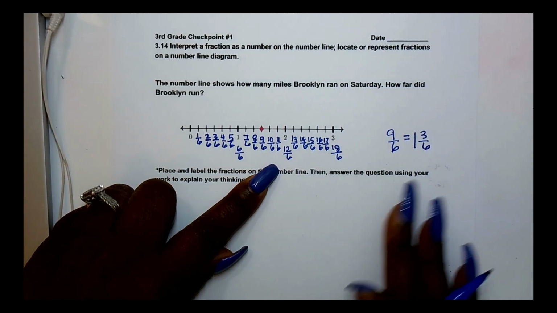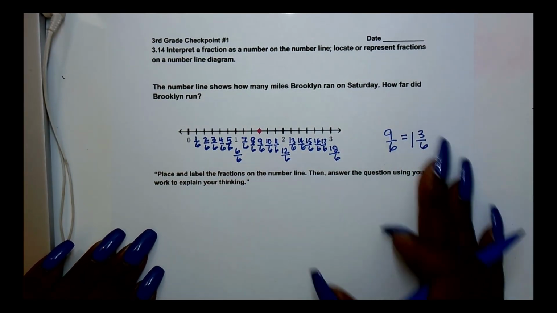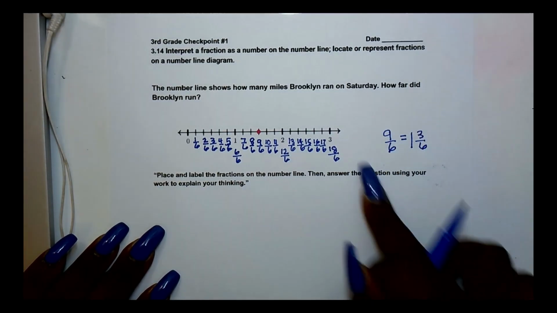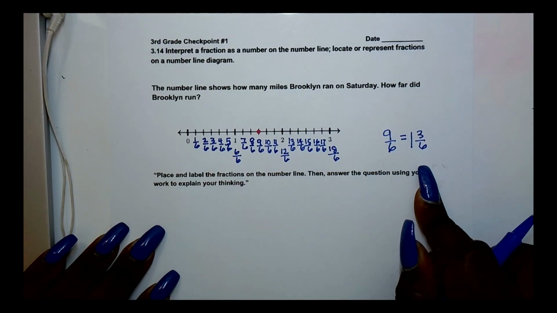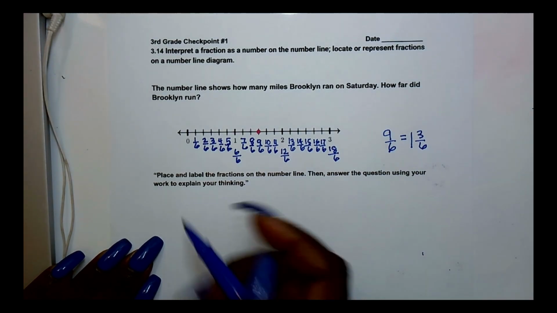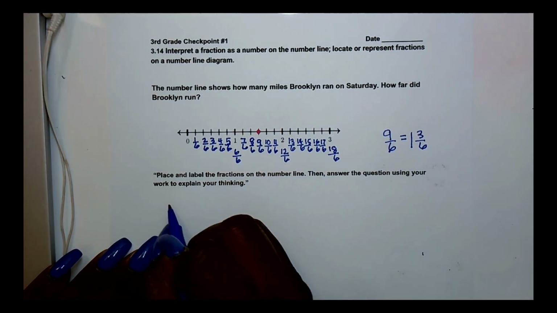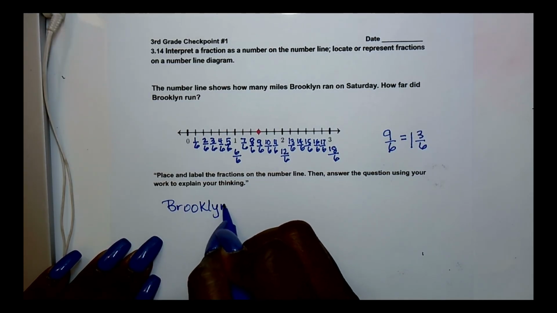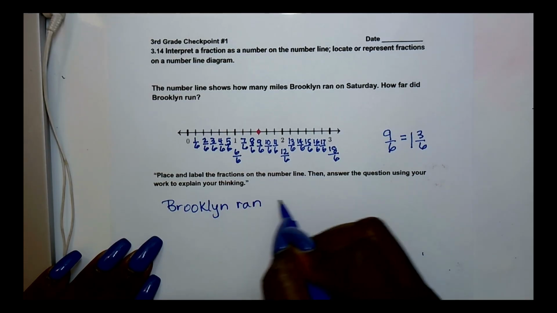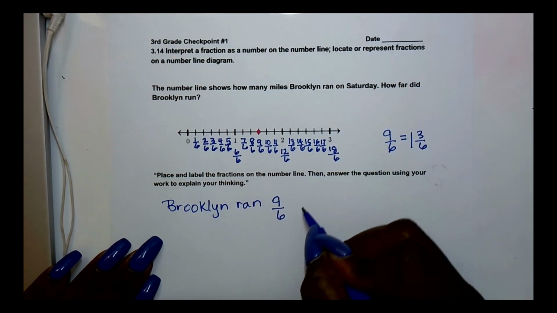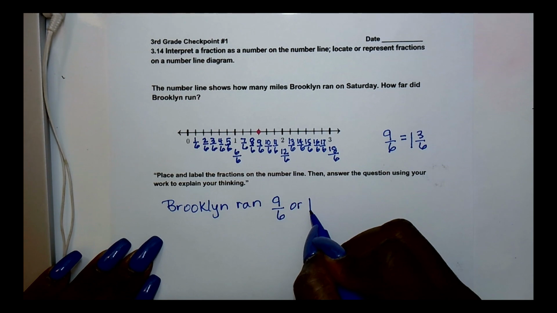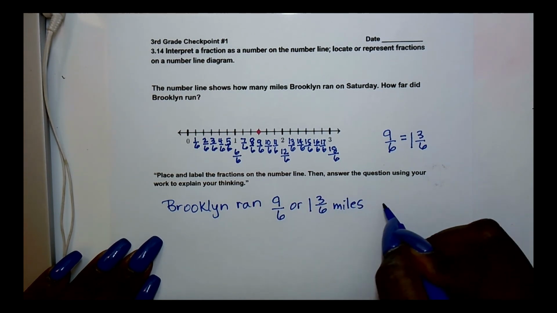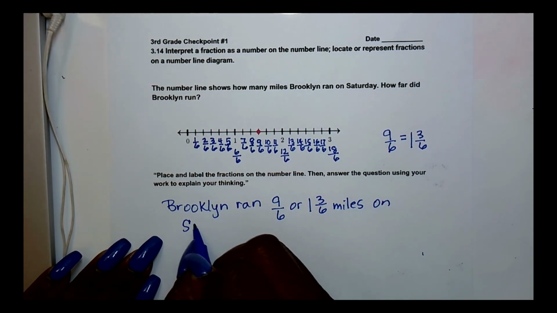And the students are not learning simplifying fractions right now or finding the equivalent fractions at this point. So I'm going to leave it right there as the answer. So I'm going to go over here to my explanation and say Brooklyn ran 9/6 or 1 3/6 miles on Saturday.